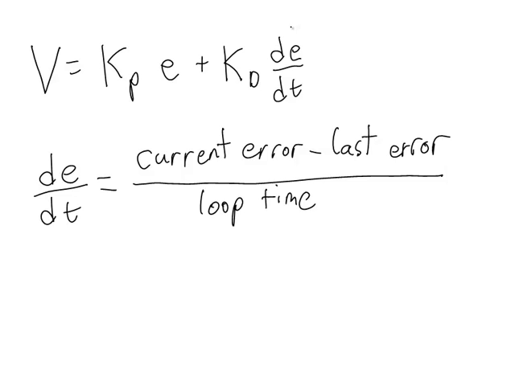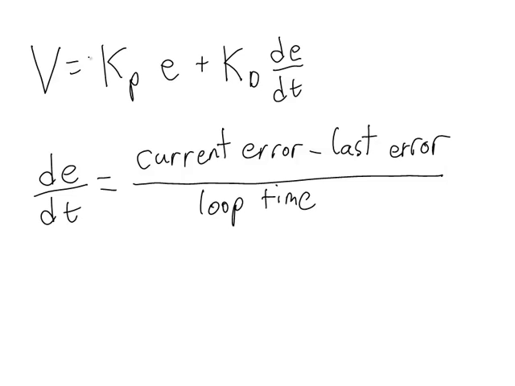Also, consider what happens with derivative control when the motor is overshooting the target position. When the motor overshoots the target position, the current error is greater than the last error. However, both of these values are negative. As a result, the voltage applied to the motor becomes more negative. That causes the motor to be pulled back towards its target position at a greater speed than it would have if we had only proportional control.